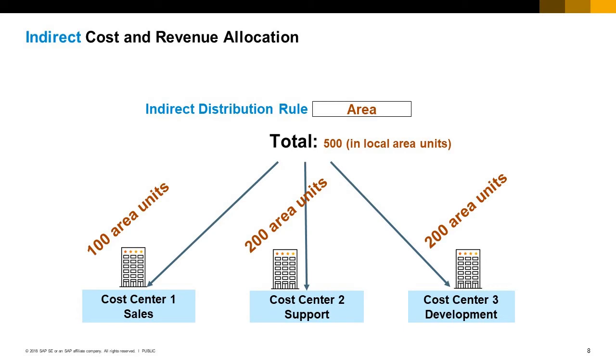Indirect costs and revenues are not allocated directly to a cost center. Instead, you allocate them to one or more cost centers using a distribution rule. In the distribution rule, you specify how the amount is to be allocated amongst the cost centers. You can allocate by percentage or ratio. For example, you can distribute costs to the cost centers in accordance with the size of the department areas. Similarly, you can distribute voluntary employee benefits among the number of employees.